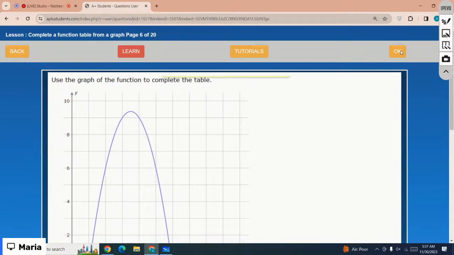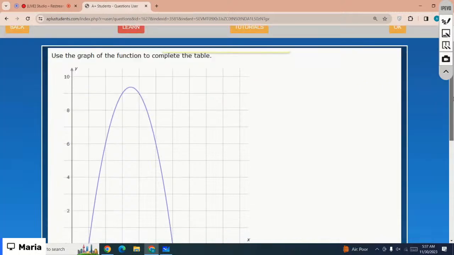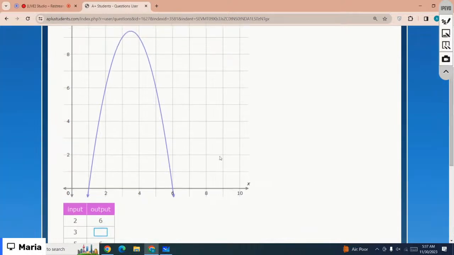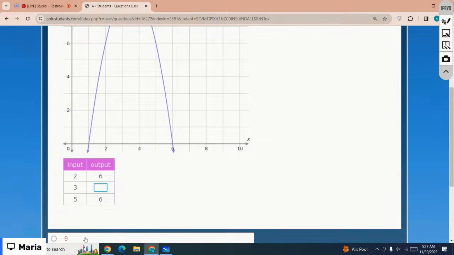Use the graph of the following function to complete the table. Okay, when x equals 3, here is x equals 3, right? And just match it to the y axis, that would be 9. When x is 3, y equals 9. The correct option is 9.